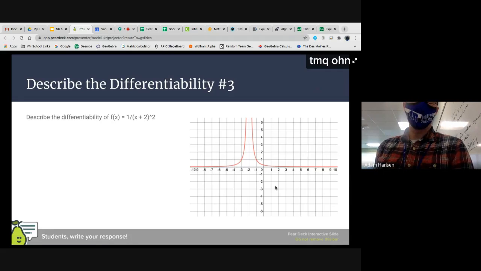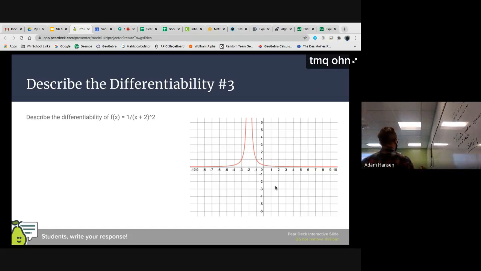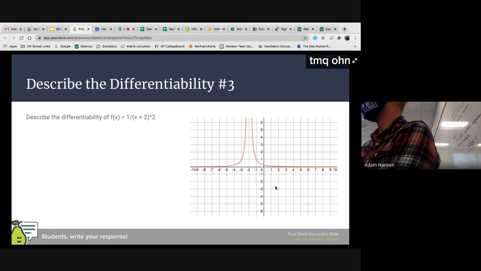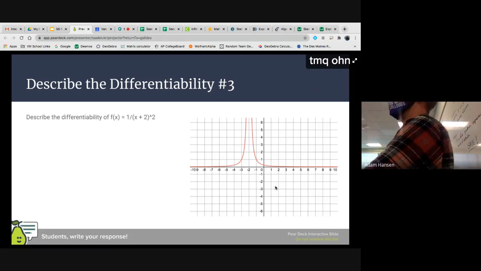This is 1 over x plus 2 squared. So for 3, your function is f of x equals 1 divided by quantity x plus 2 squared. Describe the differentiability. Where is the graph differentiable? And if it is non-differentiable anywhere, explain why not.